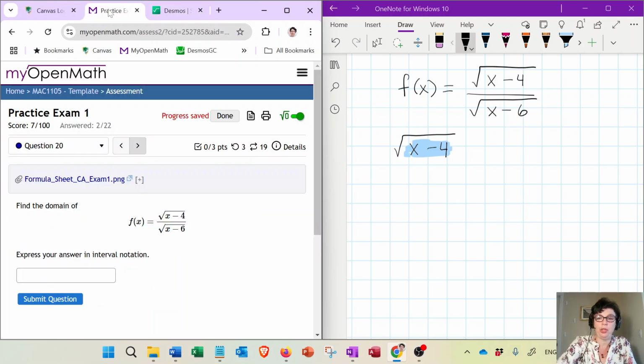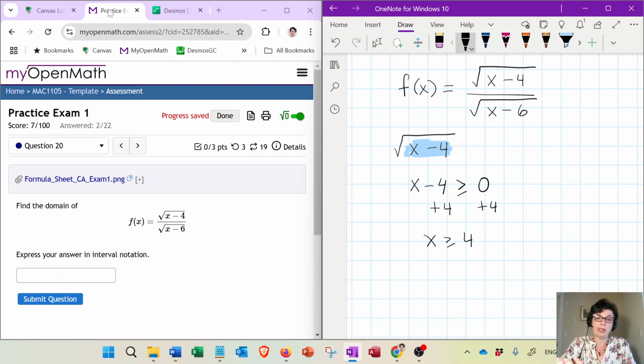So what you do is you drop the square root and you're just going to write the expression under the square root and make it greater than or equal to 0. Okay, and then you're going to solve that. So if you add 4 to both sides, that'll become x greater than or equal to 4. All right, so that's the first part. So that's x greater than or equal to 4.